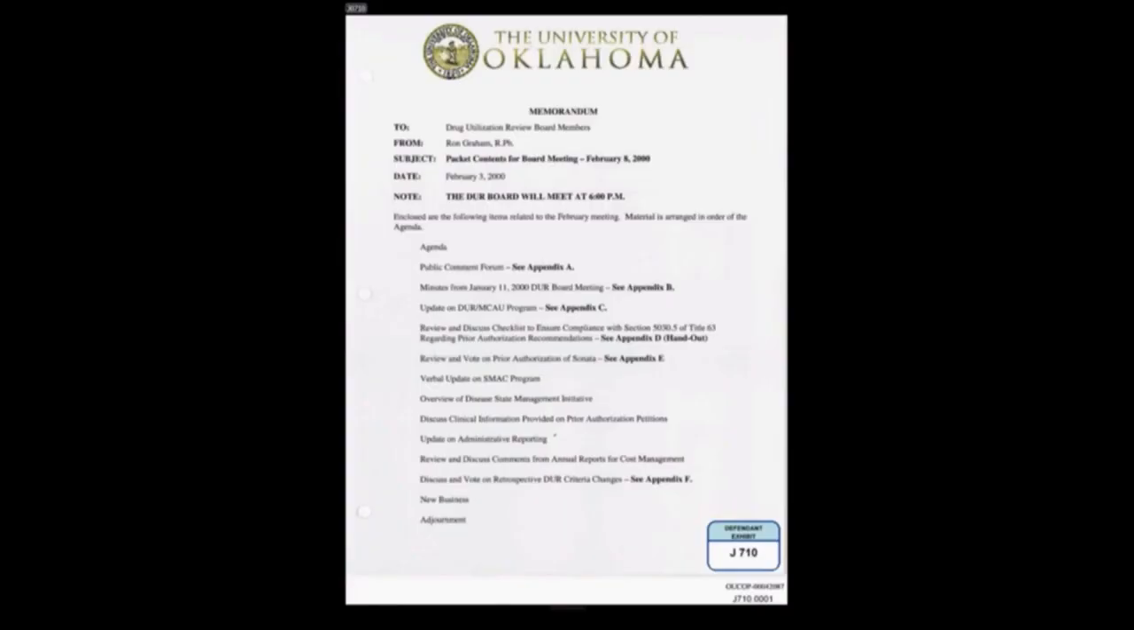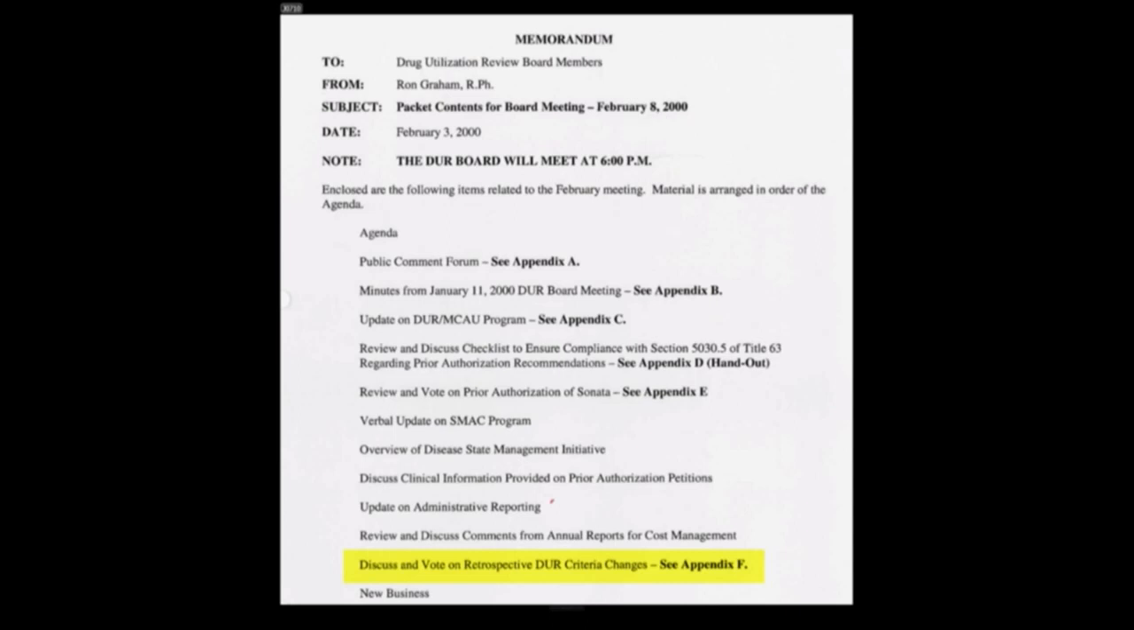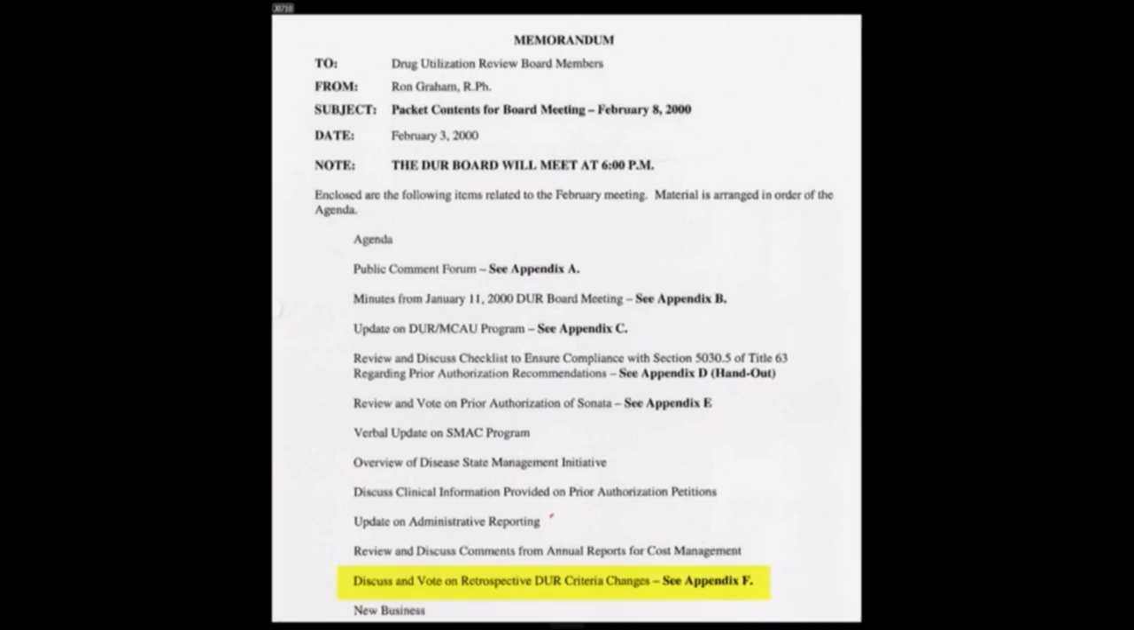If we look on the first page, Ms. White, we see that one of the agenda items for the board is item F, which is discuss and vote on retrospective DUR criteria changes, correct? Can you see that? Sorry, say it one more time. Oh, I keep looking at the top. I thought you said the first item. I see that. Now I want you to turn to Appendix F, which starts on page 47.